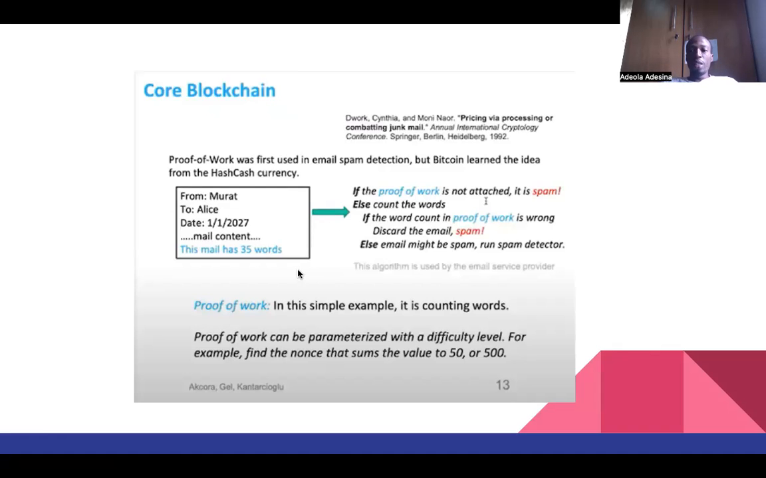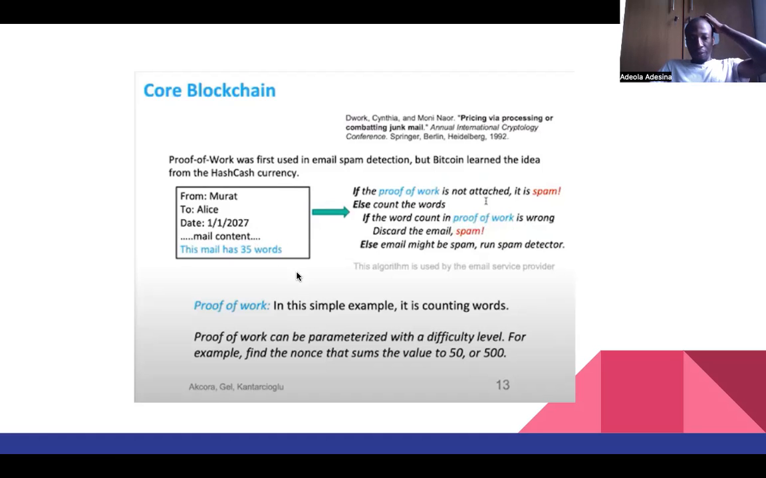Right. So this is the core of what makes the blockchain the blockchain. This is the core of what makes Bitcoin Bitcoin, which is called the proof of work. So let's explain proof of work now. Proof of work was first used in email spam detection, but Bitcoin learned the idea from hash cash currency. So for example, we can say that if this mail has 35 words, right? So we are saying that if the proof of work is not attached, spam, else count the words. If word count in proof of work is wrong, discount email as spam.